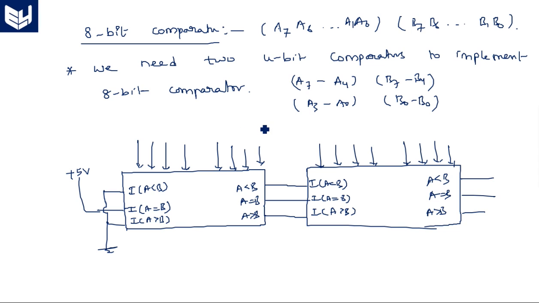Okay, now the question is where we need to apply the higher order bits and lower order bits. See, this A7 to A4 and B7 to B4 are the MSBs of the two inputs, A and B. And A3 to A0, B3 to B0 is nothing but the LSBs of the two inputs A and B.